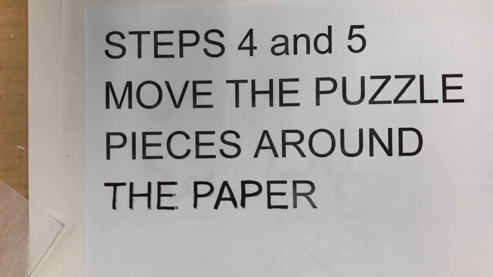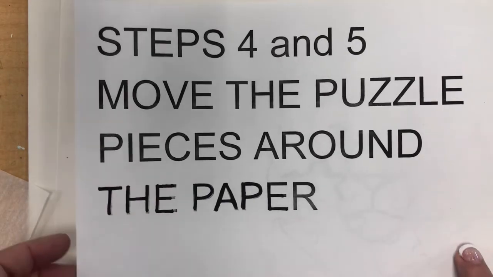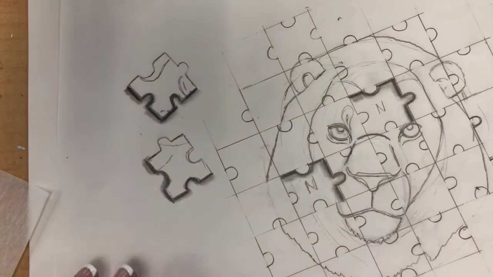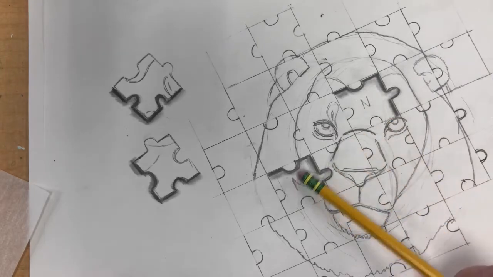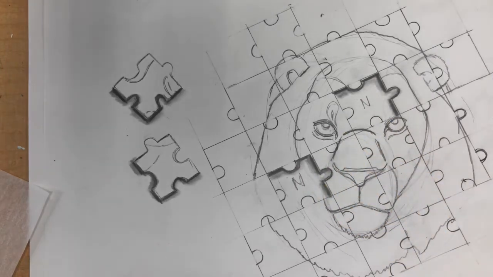Now steps 4 and 5 go together. What I want you to do is move the puzzle pieces around the paper or composition. I want you to move at least one puzzle piece, but you can remove more than one. So here, I've already removed these 2 puzzle pieces and moved them over here. Once I remove them, they become a negative space within the puzzle. So I'm going to show you how I'm going to do that.